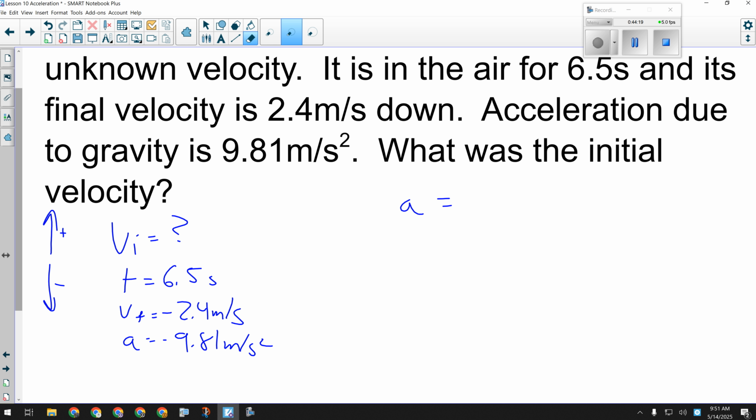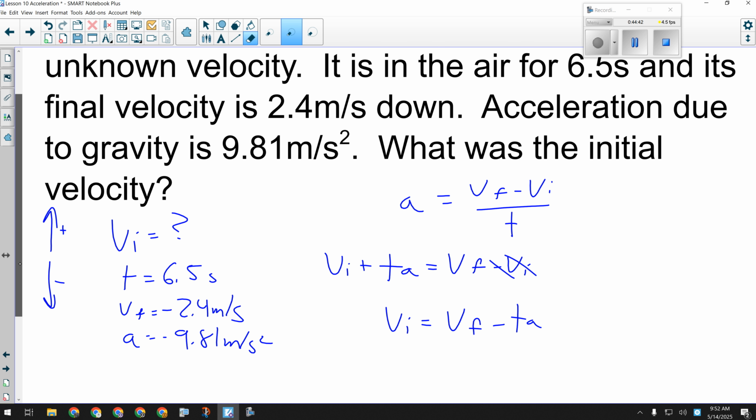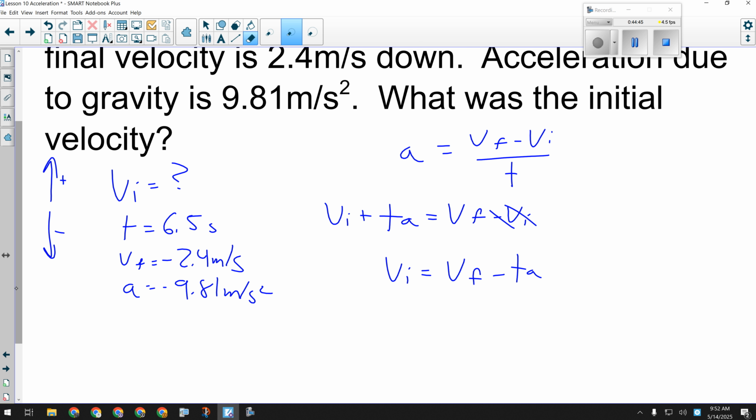All right, so A equals VF minus VI over T. I'm looking for VI, so I'll multiply both sides by T. Then I'm going to add VI over to this side, and subtract T times A over. So VI will equal VF minus T times A. When I plug in my numbers, VI will equal negative 2.4 minus 6.5 times negative 9.81.